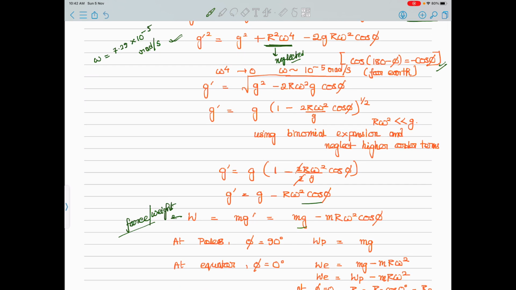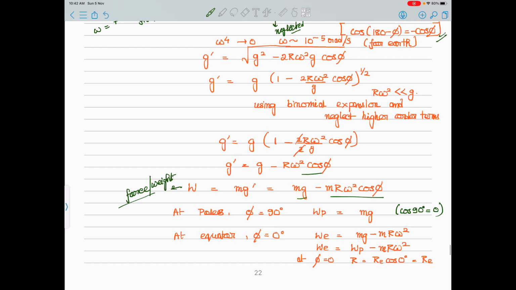Phi is 90 degrees. WP becomes mg minus mr omega square into cos 90, which is nothing but 0. Therefore this term is not there, only mg is left. So WP is mg. At poles, the weight that will be felt is mg.